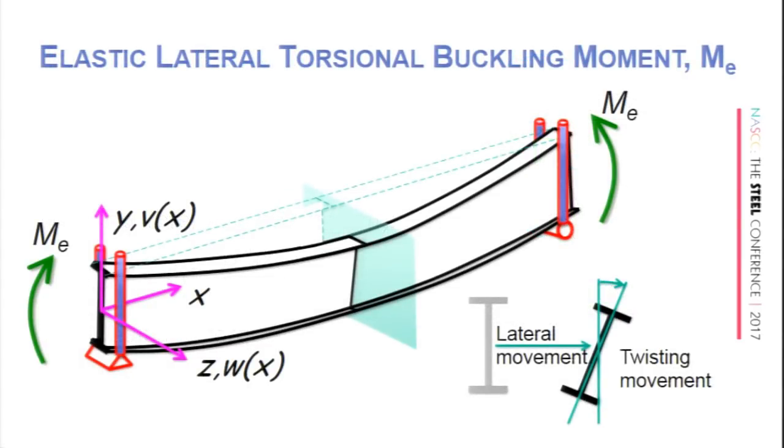Back to our nice picture. Pictures are always good. We see the lateral movement and the twisting movement. And we're still trying to derive the equation for the elastic moment, because we're going to want to compare that elastic moment to Mp.